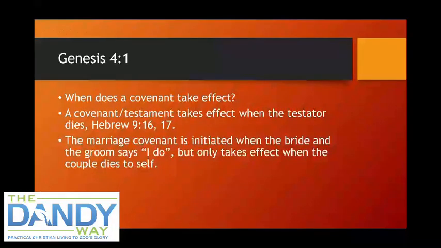That agreement really does not take effect until the couple dies to self. And I would need to explain that. When the couple dies to self, I'm not saying die physically, but die to self. There is no longer I. There is no I or me in a marriage relationship. That I or me has to become we.